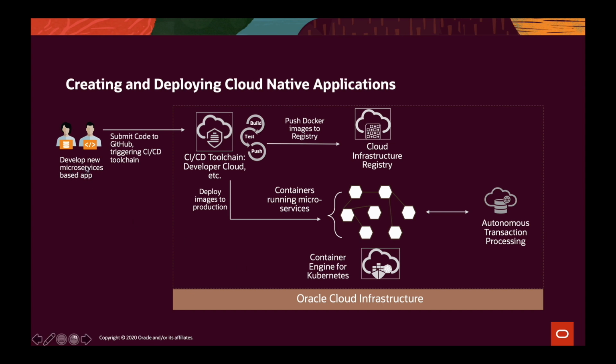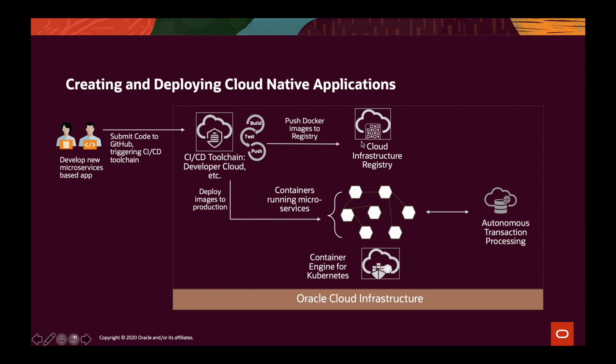So as a developer, you can develop new microservices inside the IDE of your choice. Once you have developed the source code of your application, you can push the code to any source code repository. In my demo, I'll be using Developer Cloud Service, which also includes the CI/CD toolchain for me. Once I have the application coded, the Developer Cloud Service will trigger a build job, which will build and push out the Docker image for my application into Oracle Cloud Infrastructure Registry.